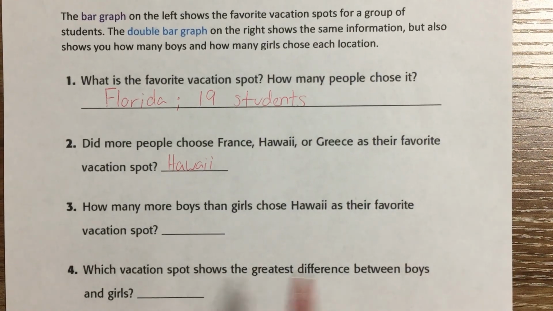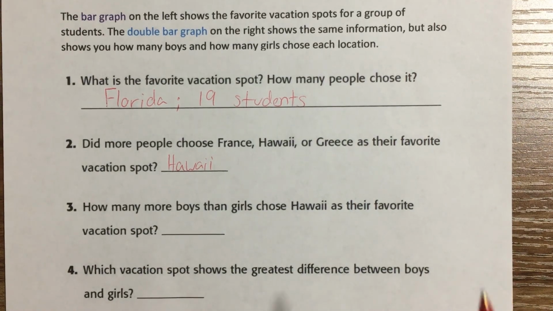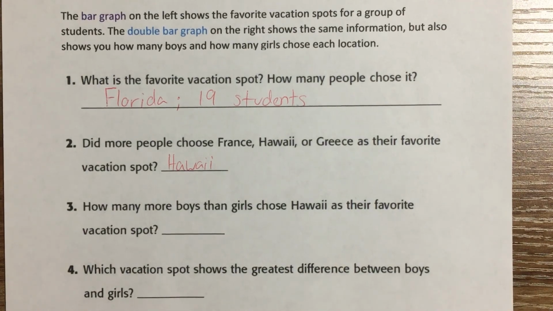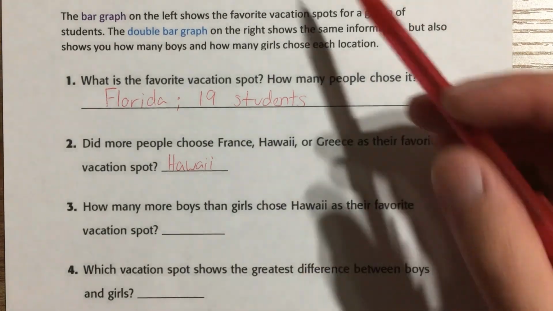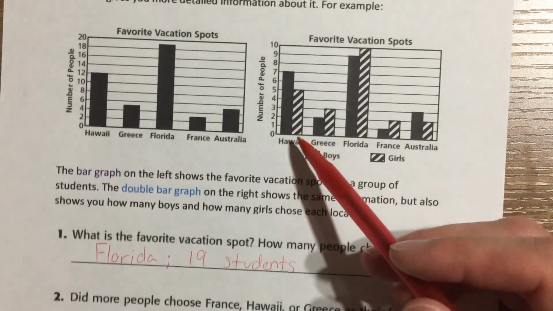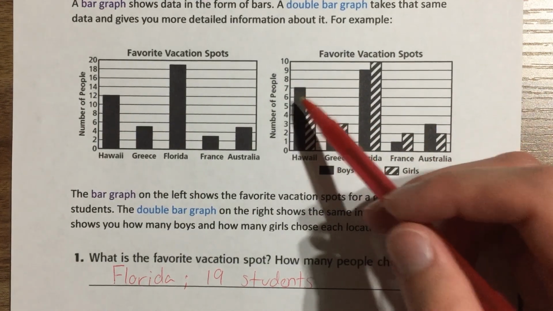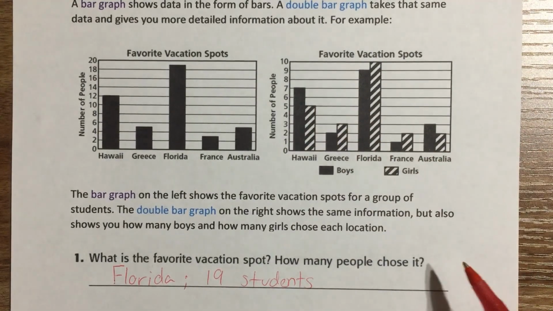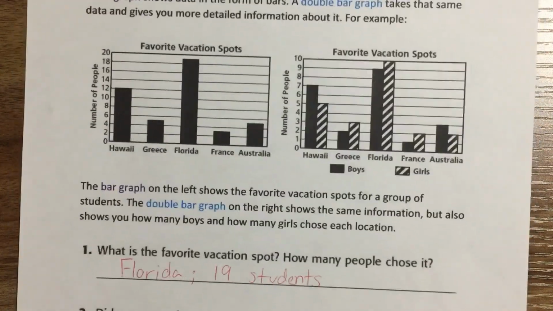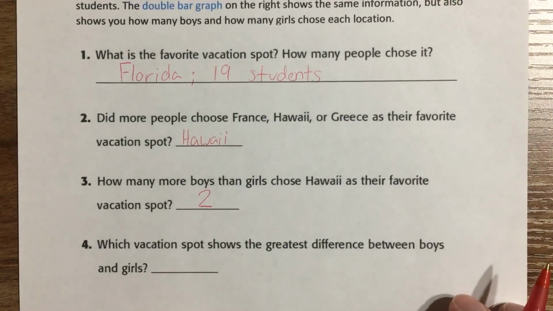Number 3, how many more boys than girls chose Hawaii as their favorite vacation spot? And this is where those two bars really help you learn and find out more about the data that you were given. So how many more boys than girls chose Hawaii? Well, here's our Hawaii bar right up here. There you can see it. That's Hawaii right there. Boys, we had 7 boys and we had 5 girls. So how many more boys than girls? Well, looks like 2 more boys than girls chose Hawaii. So we can put 2 in there.